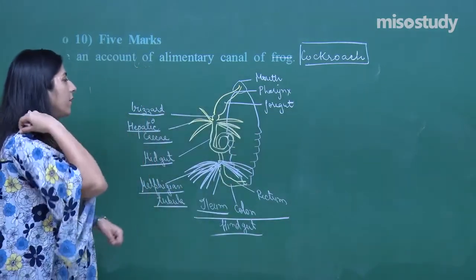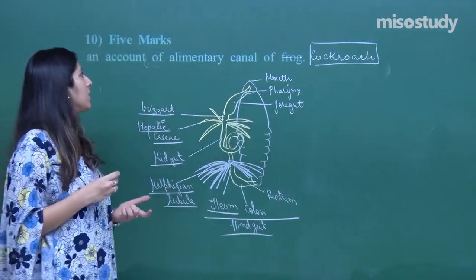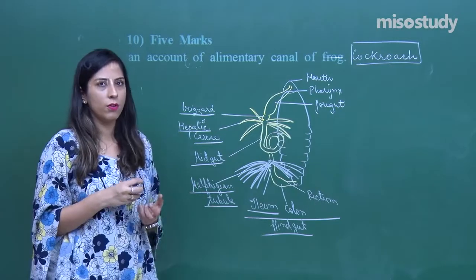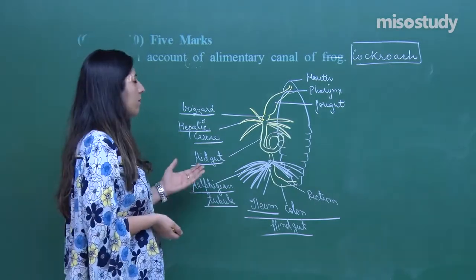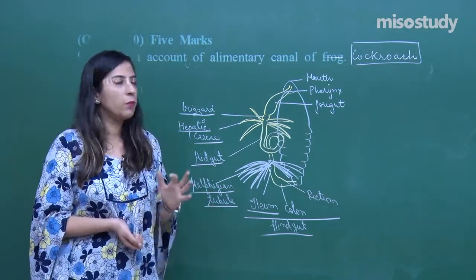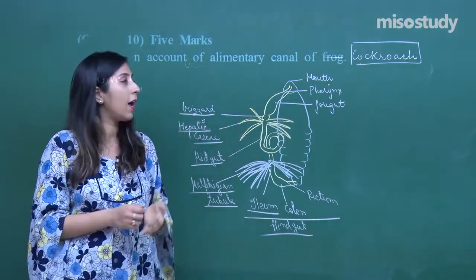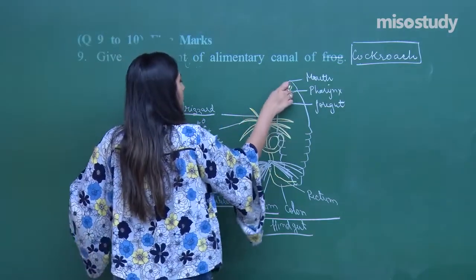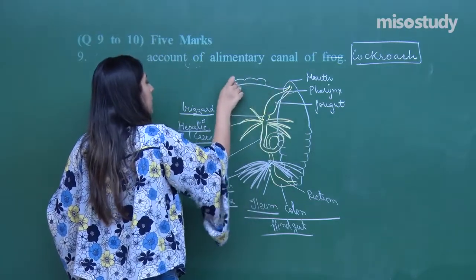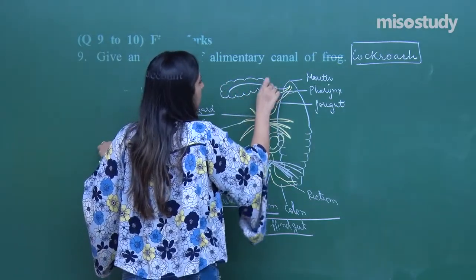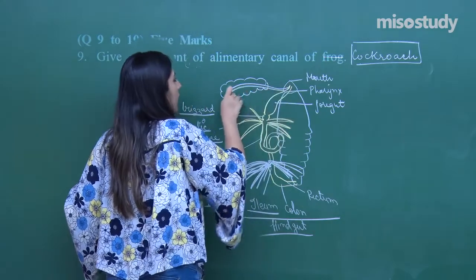Right. We have discussed in detail the digestive system, or the alimentary canal, of a cockroach. This is the diagram which you have to draw, showing which segment has what, the function of the hepatic caecae, and one more thing. In this case, the salivary glands are present. This is the duct of the salivary gland.